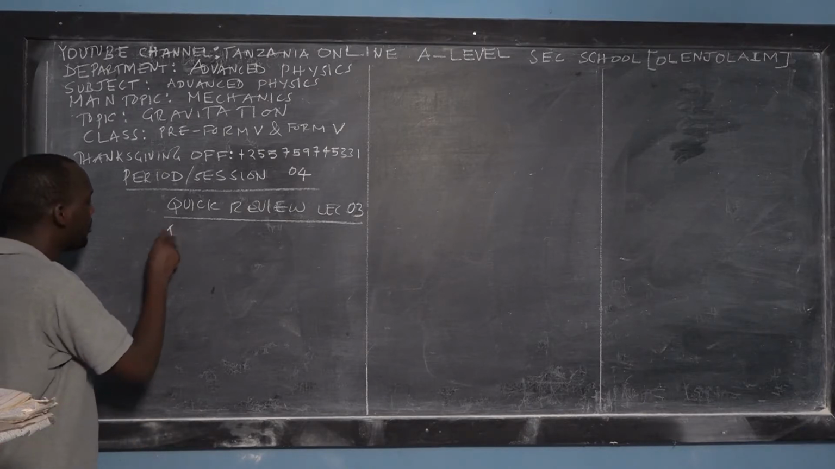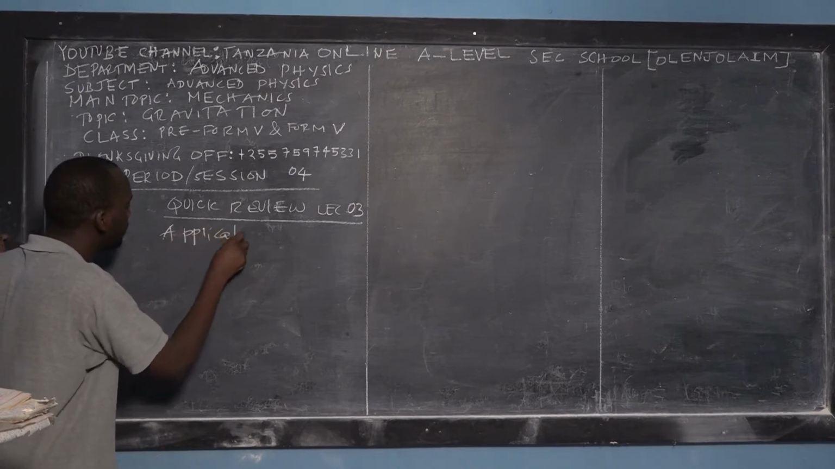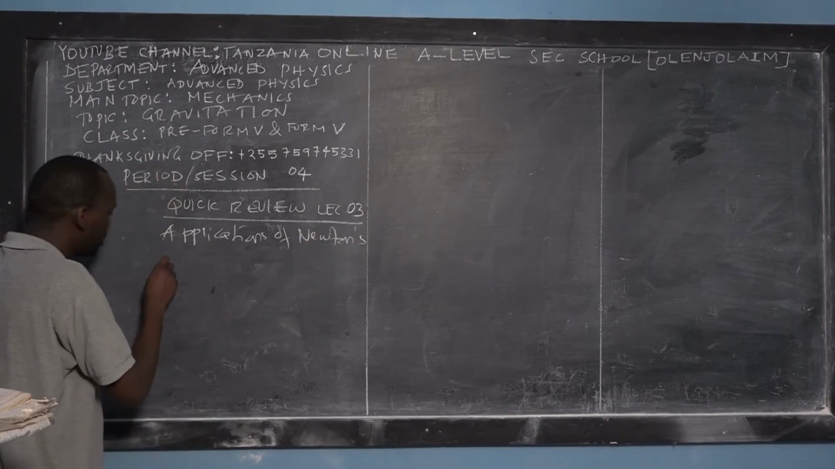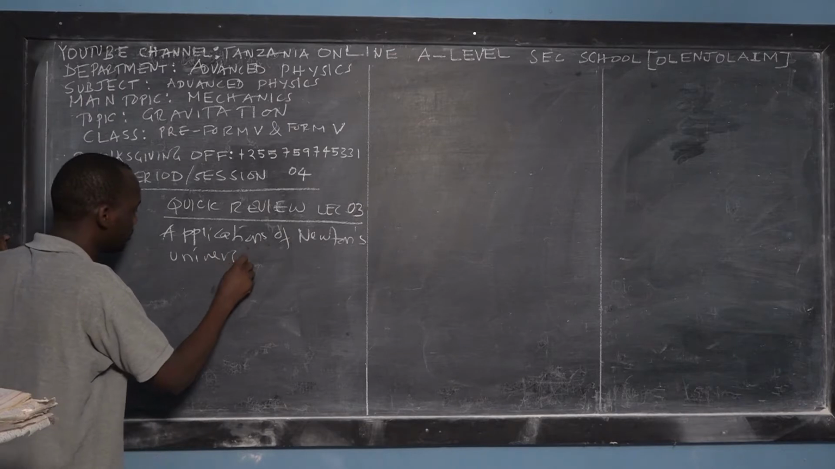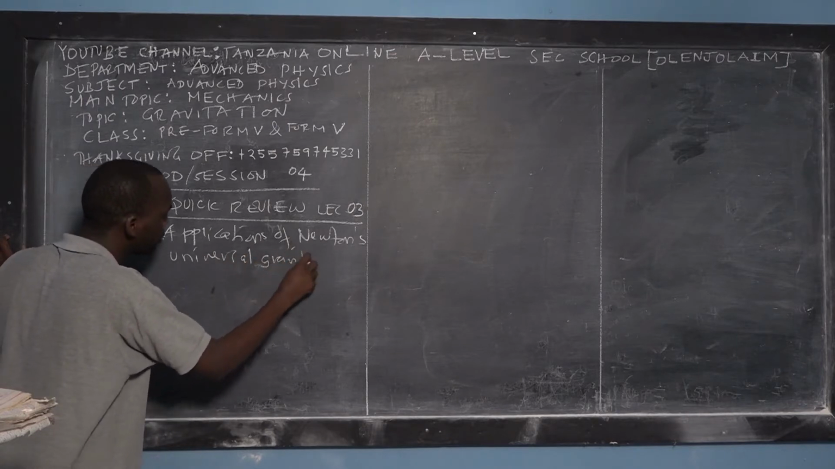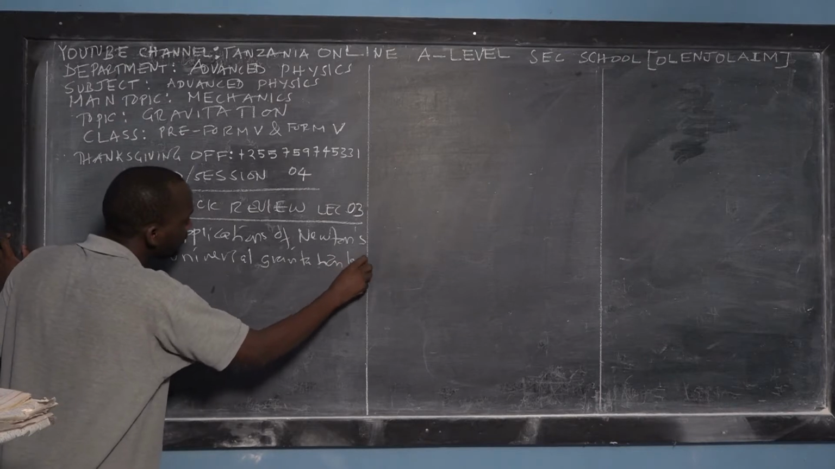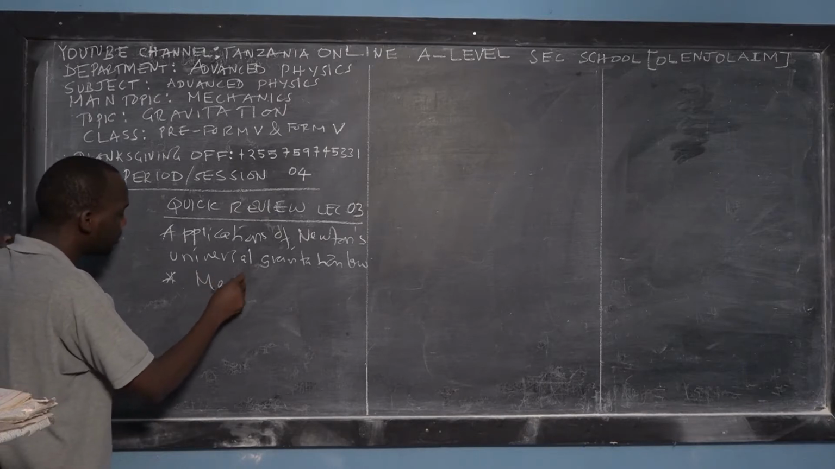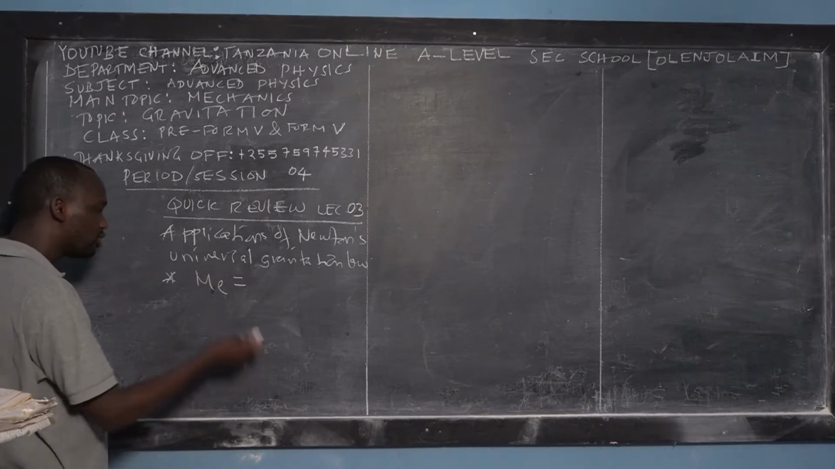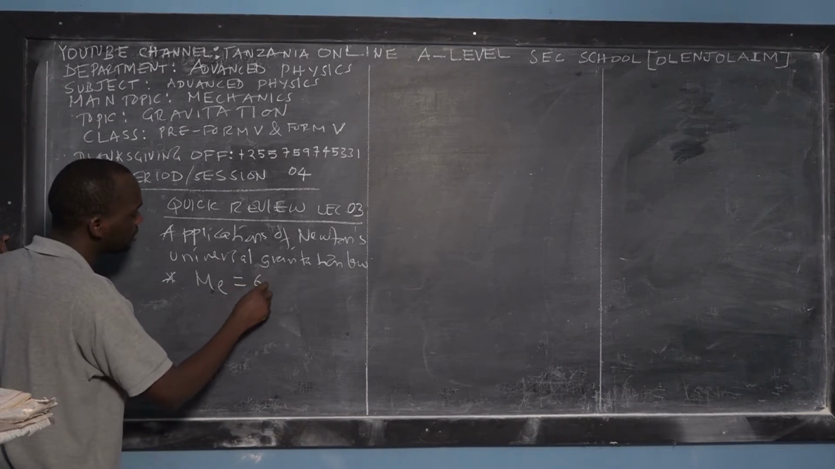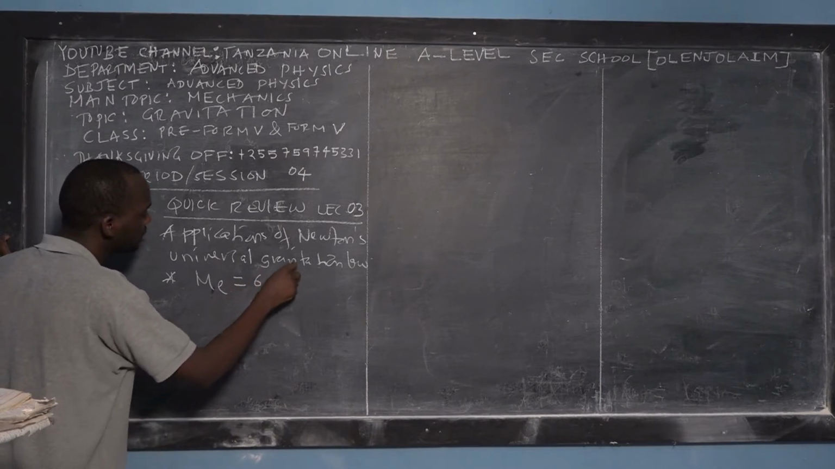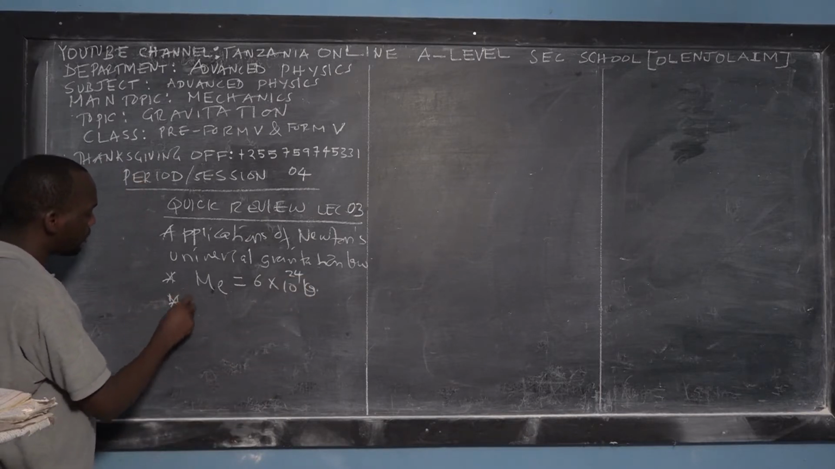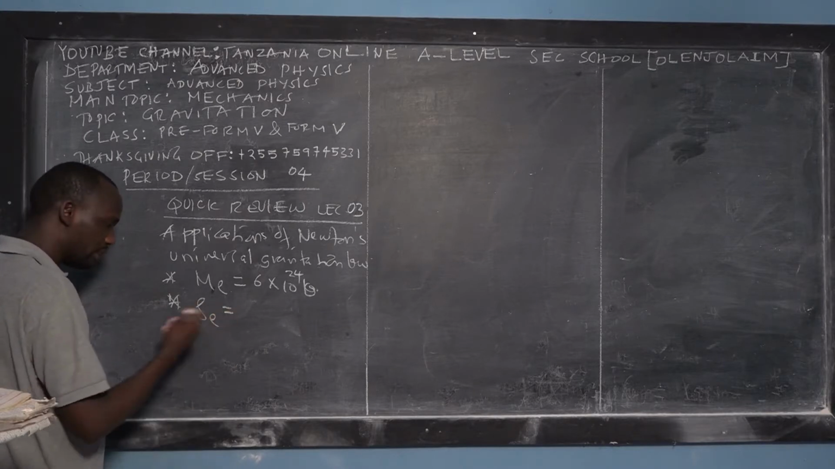In lecture 3, the subtitle was the applications of Newton's universal gravitational law. The first application we learned was how to deduce the formula for the mass of the Earth, and we made the computations and found that the mass of the Earth is 6 exponent 24 kilogram. Then we learned how to find the density of the Earth, and derived the formula.